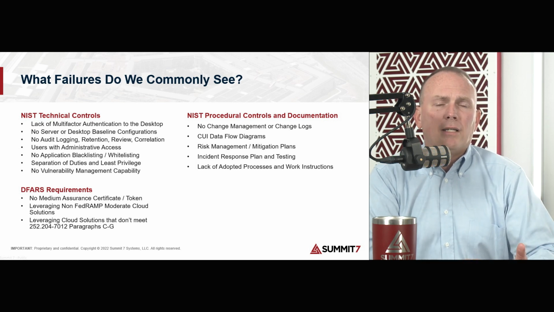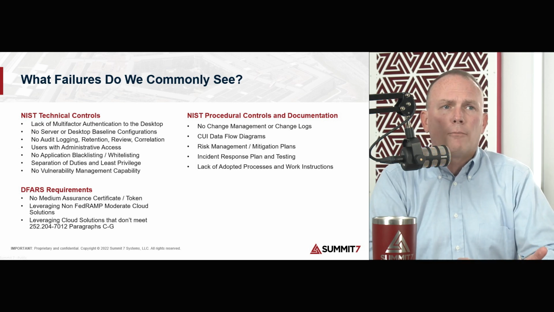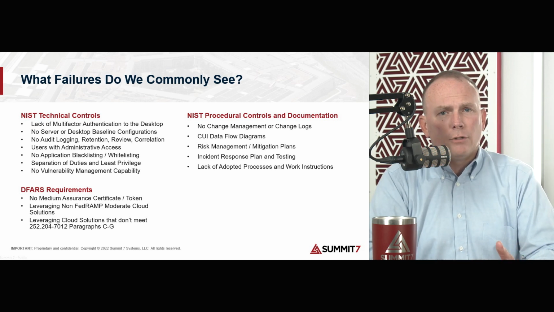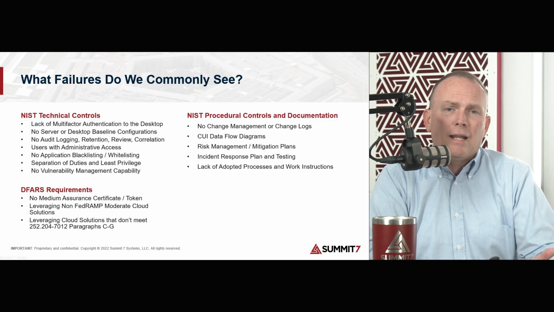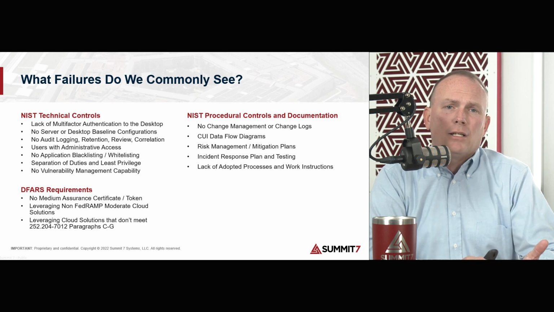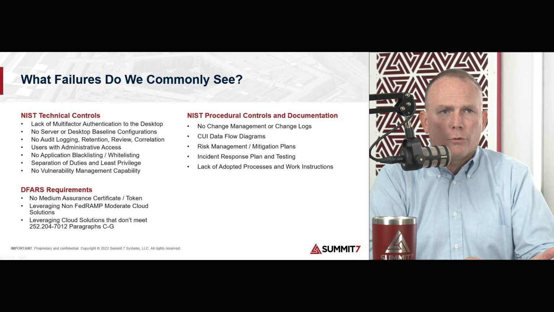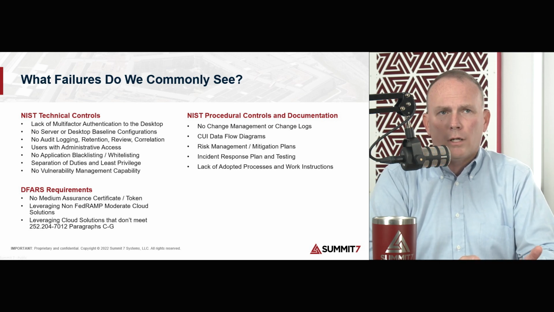On the DFARS side, make sure that you're not leveraging non-compliant solutions. If you're in Office 365 Commercial and you're dealing with controlled unclassified information, that is a bad platform. You cannot do CMMC Level 2 with controlled unclassified information sitting in Office 365 Commercial. The platform does not support the requirement set. That is one thing that we have to work with a lot of companies on.